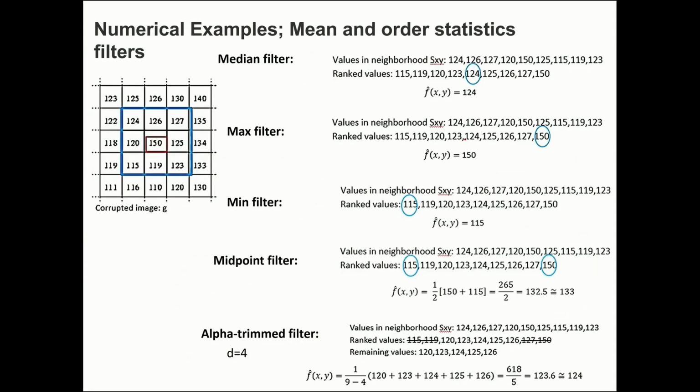Similarly for the median, take the median of this. We did this before. Max, min, and then midpoint: we take the maximum and the minimum, add them and divide by 2 to get the midpoint. For alpha-trimmed, we get the summation but excluding some values. First we take all these values and sort them. For example, if d is equal to 2, that means 2 from the max and 2 from the minimum; I just remove, eliminate them, and the rest I take the mean.